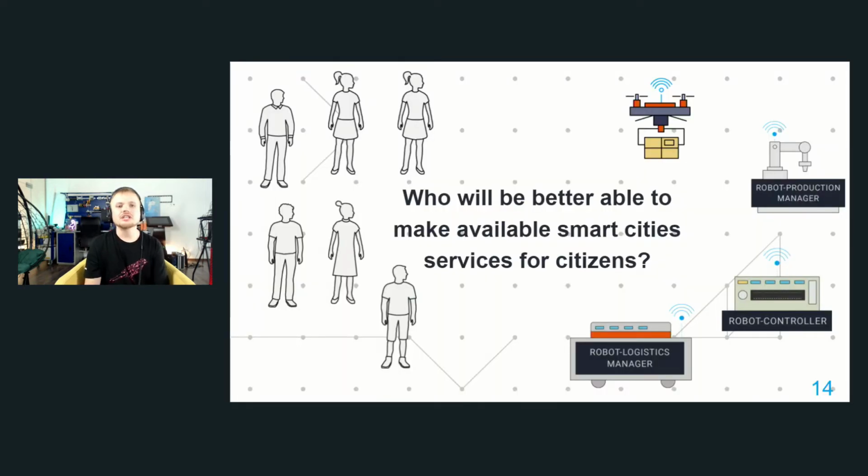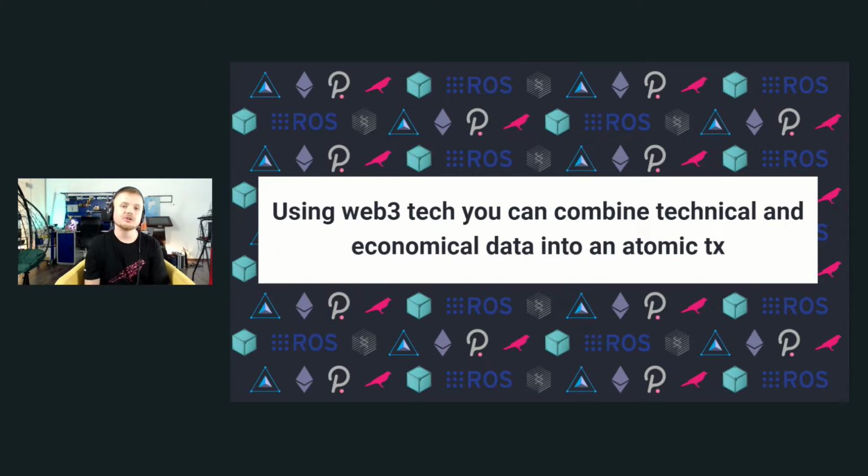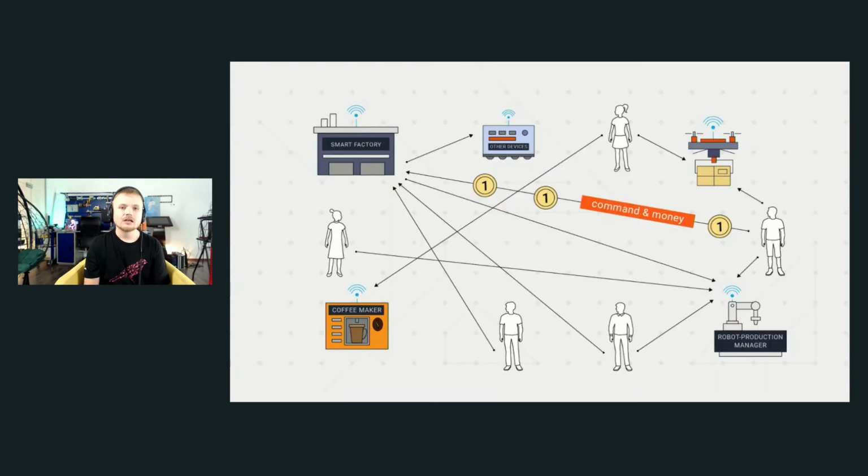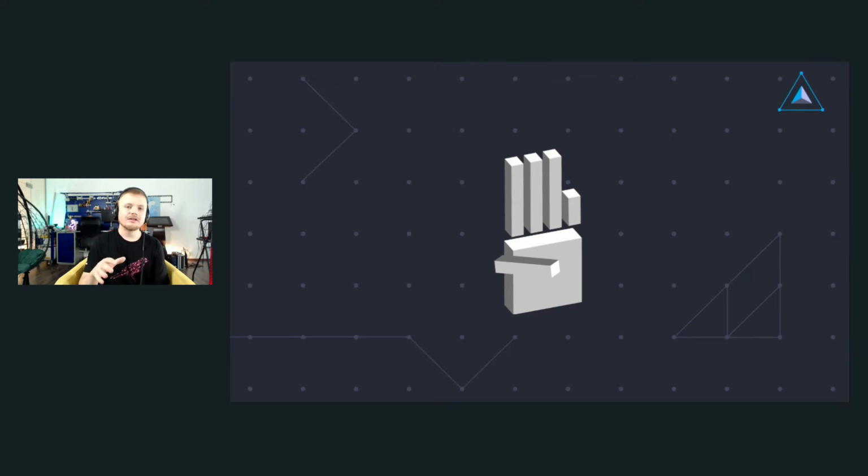So the question is how we can connect citizens directly to smart devices in our cities. And here is the new generation of internet technologies. With projects like Polkadot, we can combine technical and economical details of a transaction into one atomic transaction. It means citizens can send messages directly to a vending machine or to a car with the payments and technical details, like what type of coffee you want. So that is a theory of how we can avoid side effects of building smart city applications.